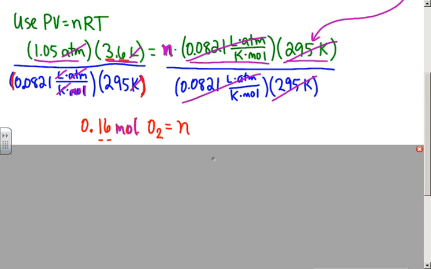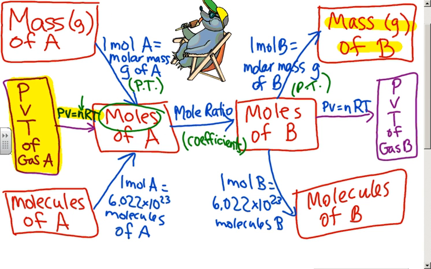Now, have I solved this problem? Not quite. Let's look at our mole map. Right now, I am at moles of my chemical A. In order to get all the way over here to grams of B, the first thing I need to do is make a mole ratio. So let's do a mole ratio.